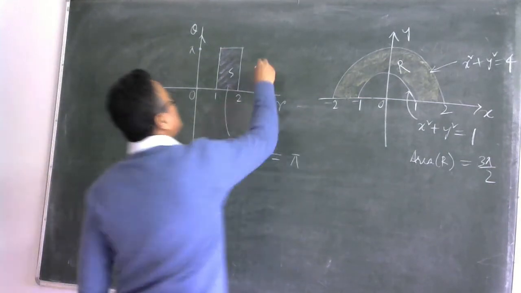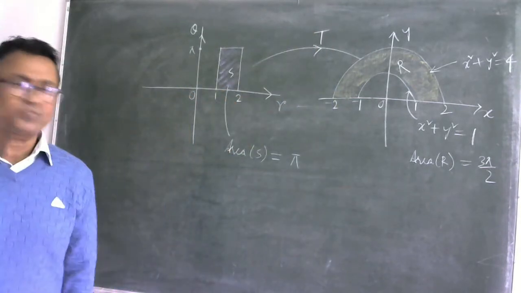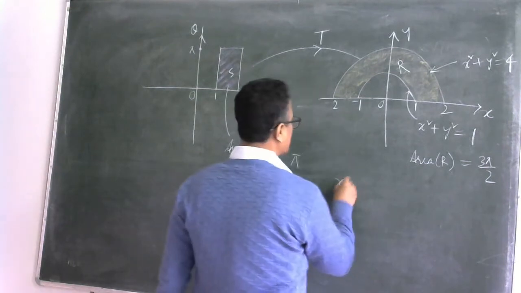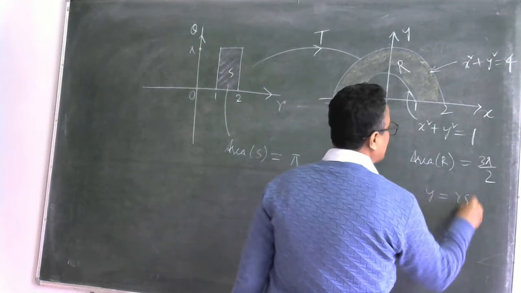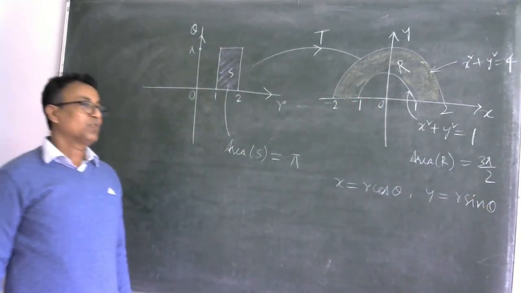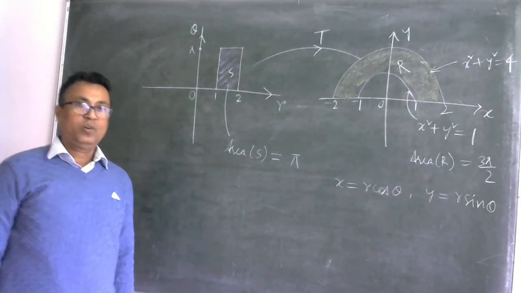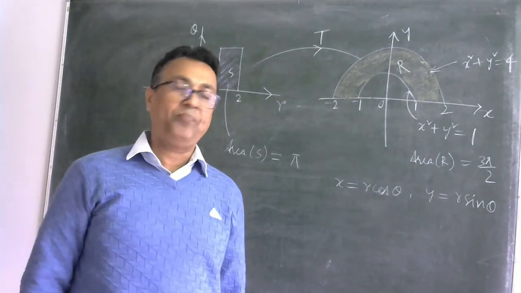The transformation under consideration, say T, is defined as simply x equal to r cos theta and y equal to r sin theta. His question was, why are the areas different? They are not coming out the same. So now I think I have got the doubt right.